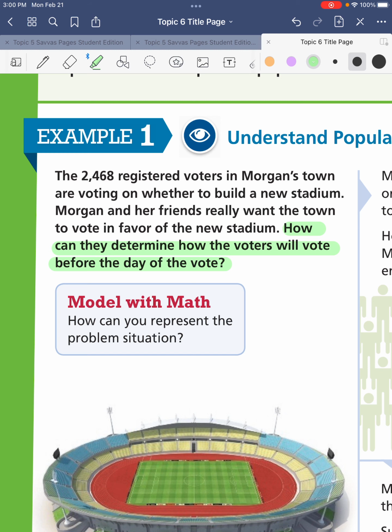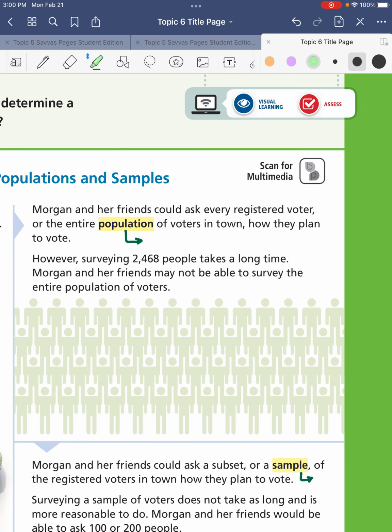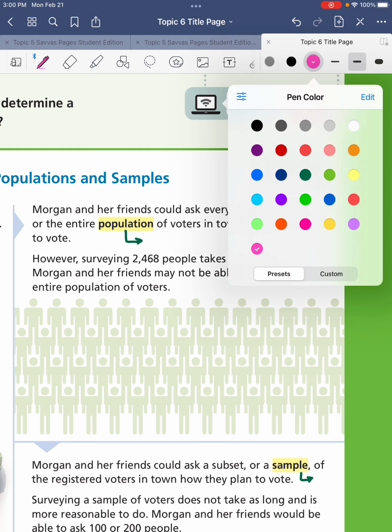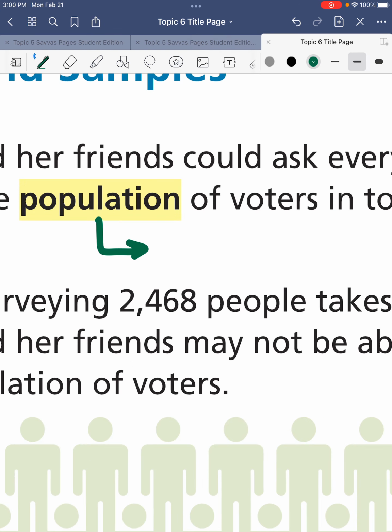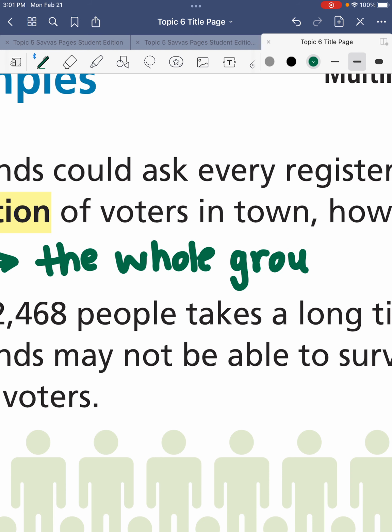Okay, now let's talk some vocabulary for a minute. So Morgan and her friends could ask every single registered voter or the entire population of voters in town how they plan to vote. Now notice, I read that as every single registered voter. That is the entire population. In other words, that is the whole group. They could ask the whole group of voters how they plan to vote.